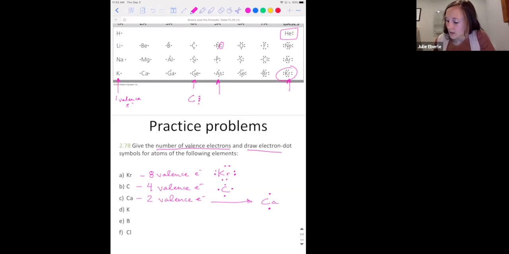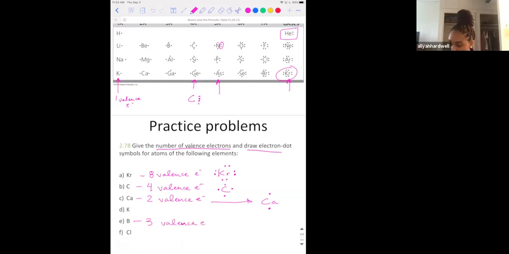All right, what about, let's skip potassium, let's do boron. Boron, anybody know what main group boron is in? It's in main group 3, so it has 3 valence. And you draw the symbol, and you can put 1 dot on each side.